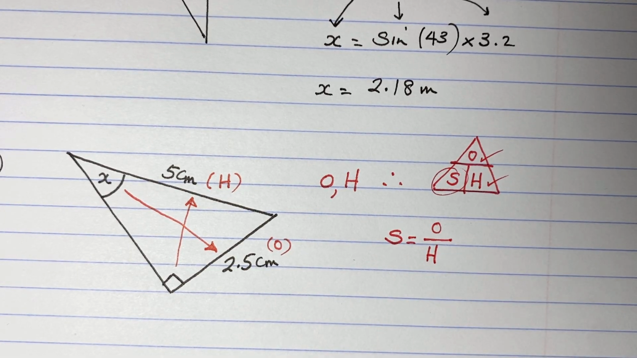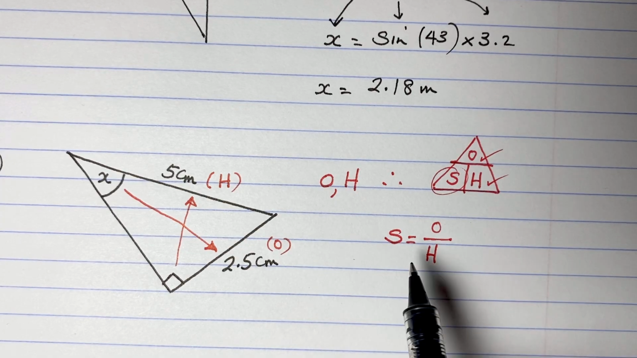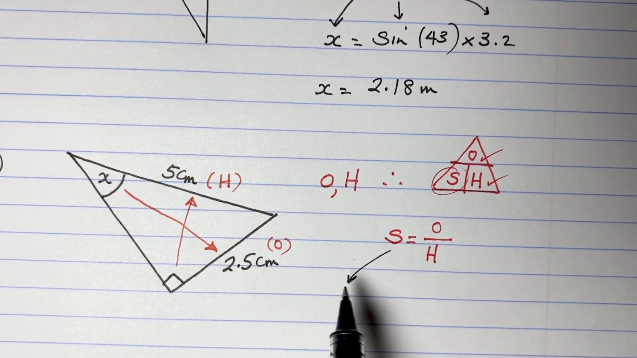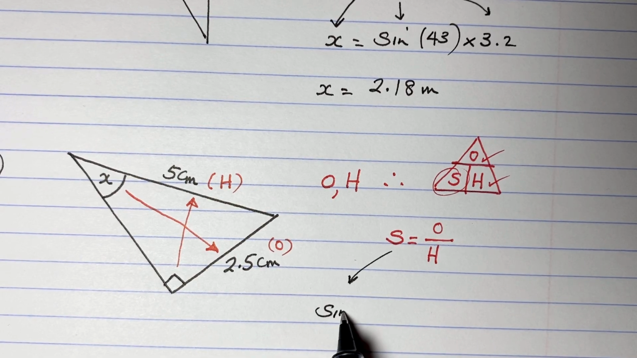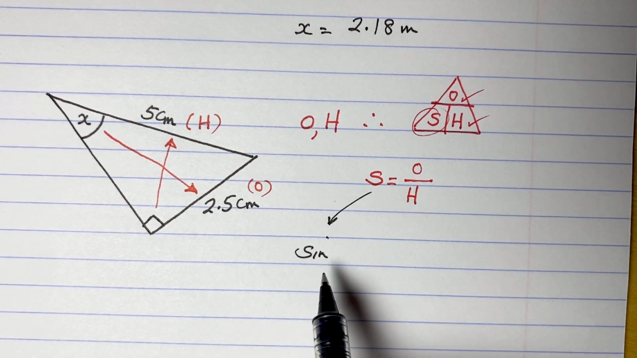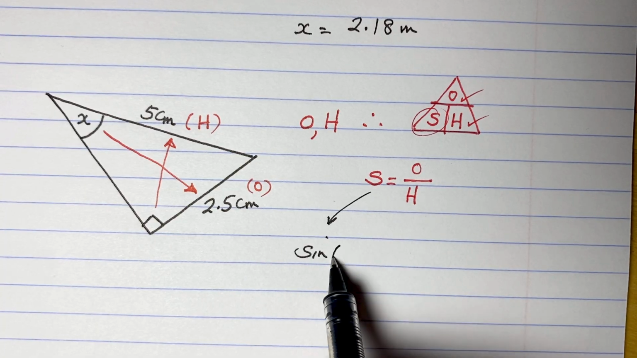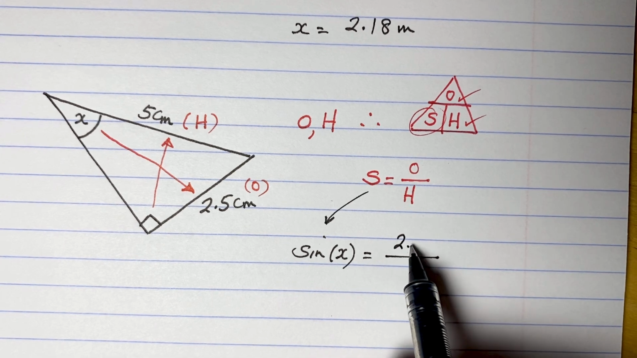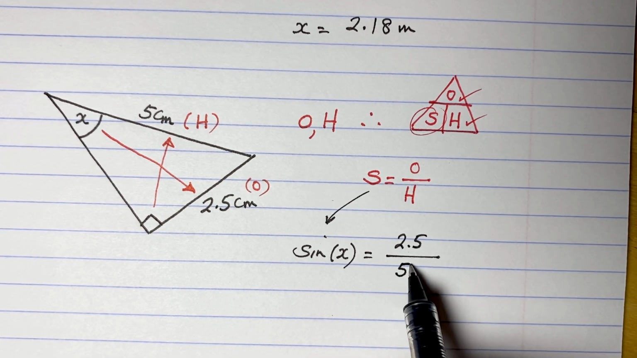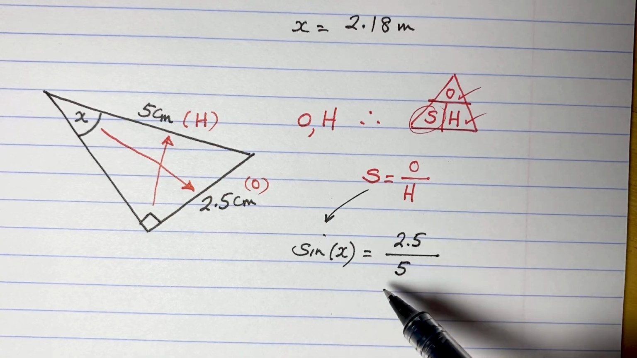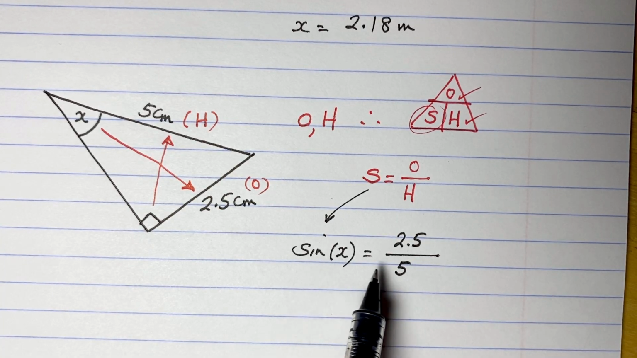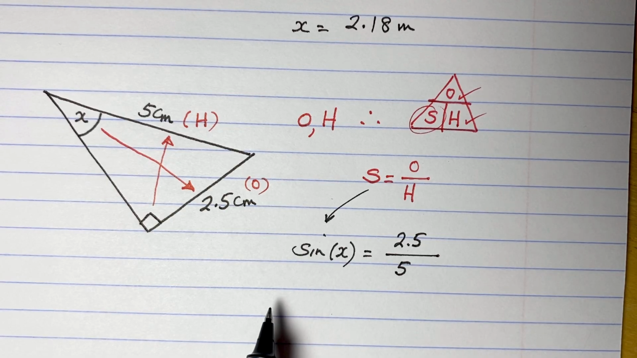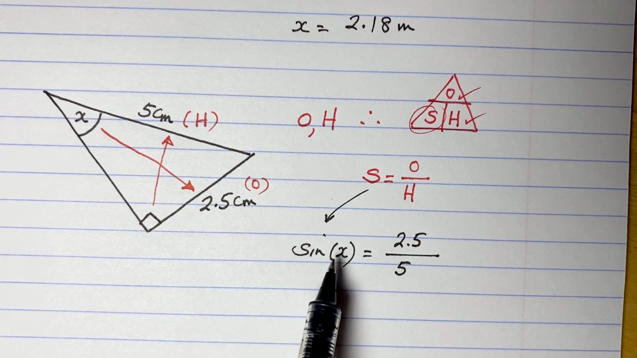Now let's replace. So as you can see, once you identify the sides of the triangle, the triangle does the question for me. S represents the sine of the angle which I don't have. It's the required angle. Sine of x. O is 2.5 and H is 5. I don't need to really calculate this. I haven't found the angle x. I've found the sine of angle x. But I wanted the angle.